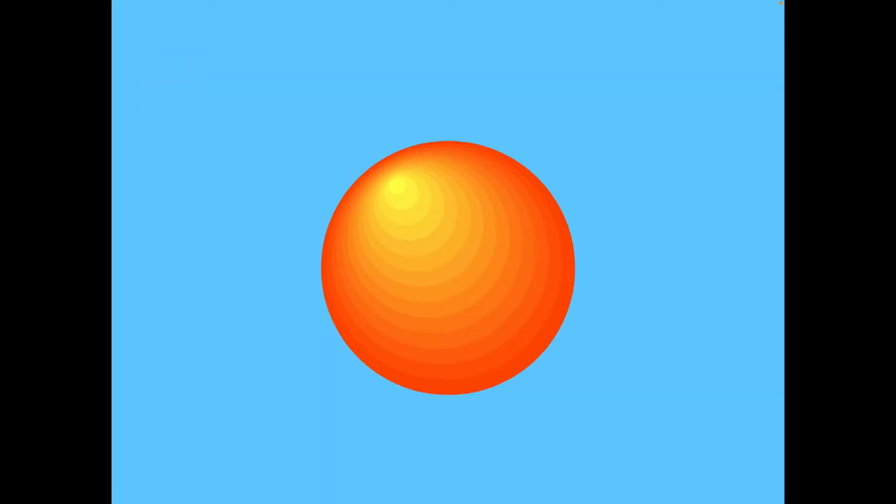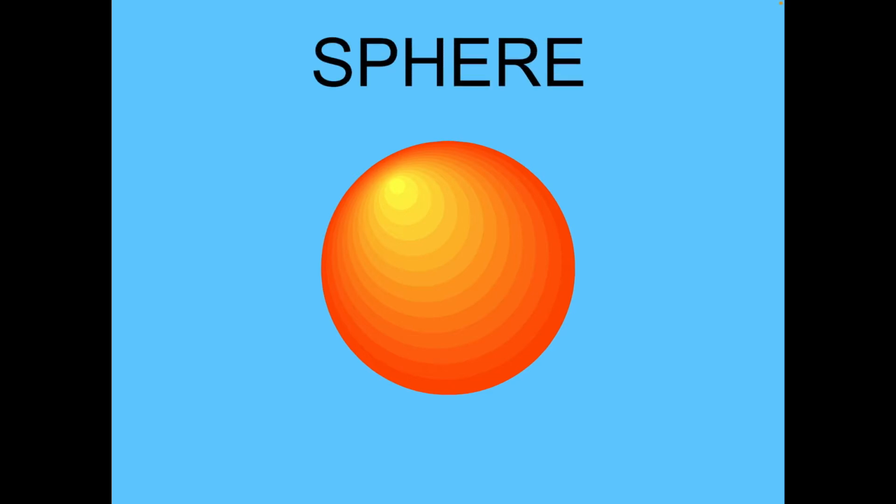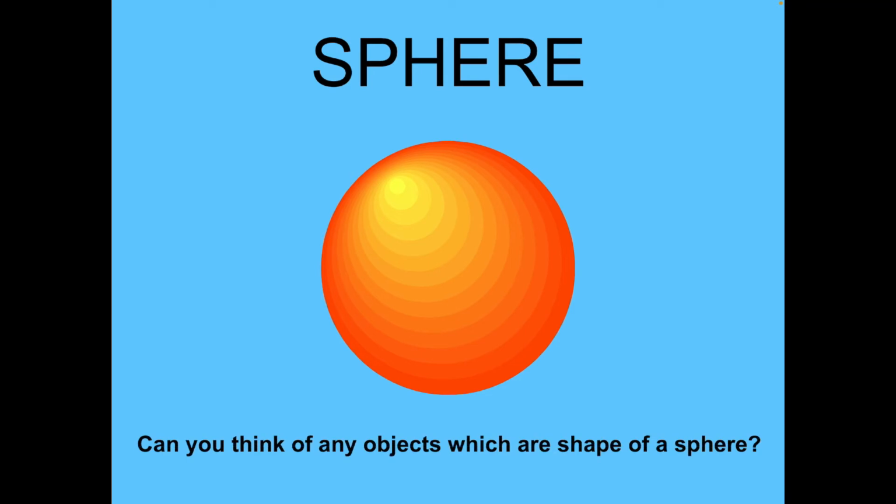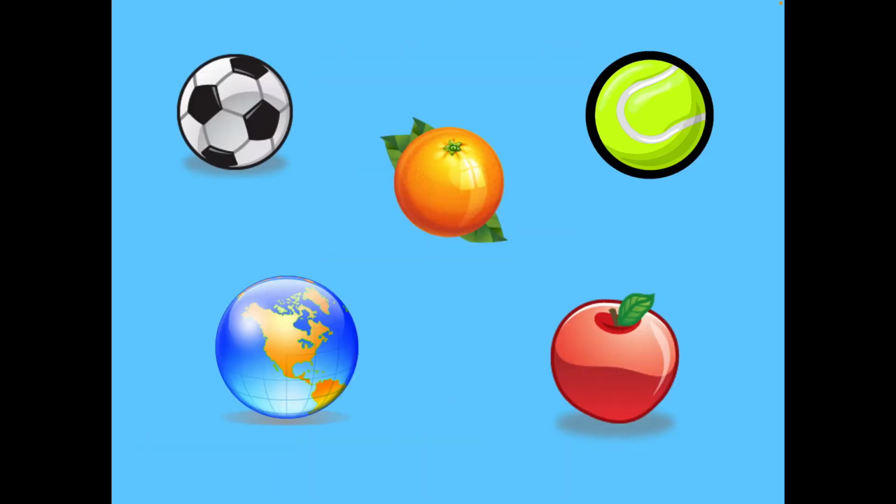What shape is this? I know it looks like a circle, but it's been made to try and make it look 3D in this picture. It's quite difficult on a flat screen. This is a sphere. Well done. Can you see any spheres in your home, or think of any objects that are this shape? A football, an orange, an apple. The globe where we live.